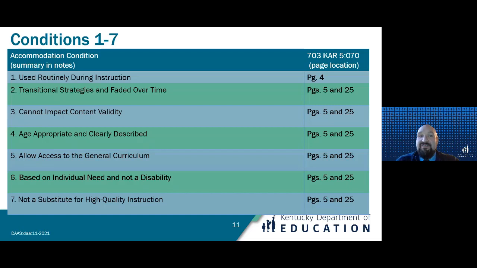In condition 5, accommodations shall be for the purpose of the student accessing the general education curriculum. Accommodations allow students to demonstrate what they know and can do independently. Accommodations shall in no way lead the student to the correct answer. In condition 6, accommodations shall be based on the individual needs of the student and not on a disability category. And in condition 7, accommodations do not substitute for high quality instructional practices.